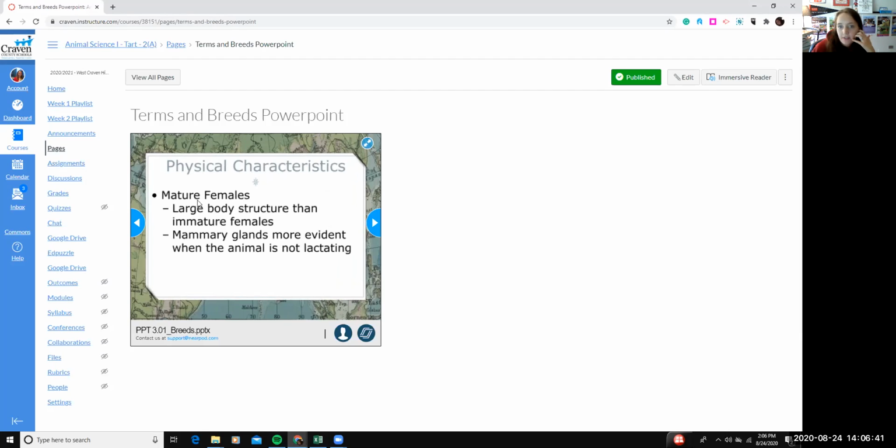Mature females have the large body structure, but they have mammary glands, so their teats are going to be more present. Even if they're not lactating, they're still going to be present in the animal. Immature females are obviously going to be a little bit smaller than the mature females, and their teats are not going to be as present because they're not in heat. They won't be lactating at any point.